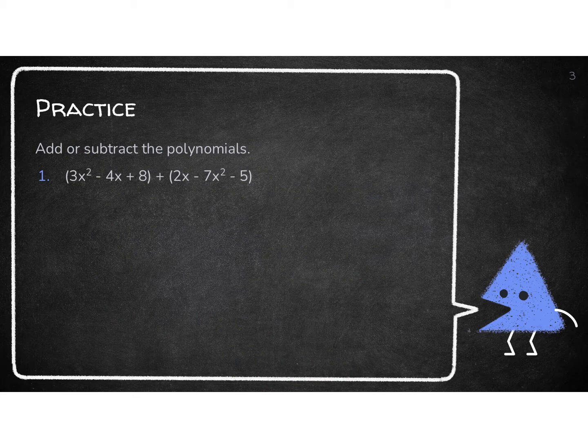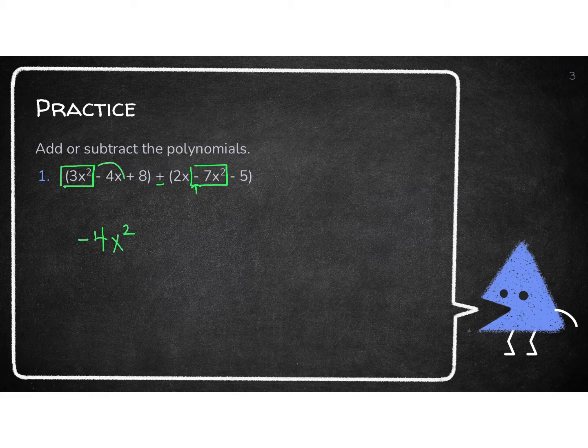So let's look at this first example. It tells me I'm going to add these. So basically, I'm just going to add like powers or like variables. I am going to combine my x squareds, and I always start with the highest power, so x to the 2. 2 is the highest power in this situation. So I have 3x squared, and then I have minus 7x squared. The sign in front of the coefficient is what I'm doing. So 3x squared minus 7x squared is going to give me negative 4x squared.